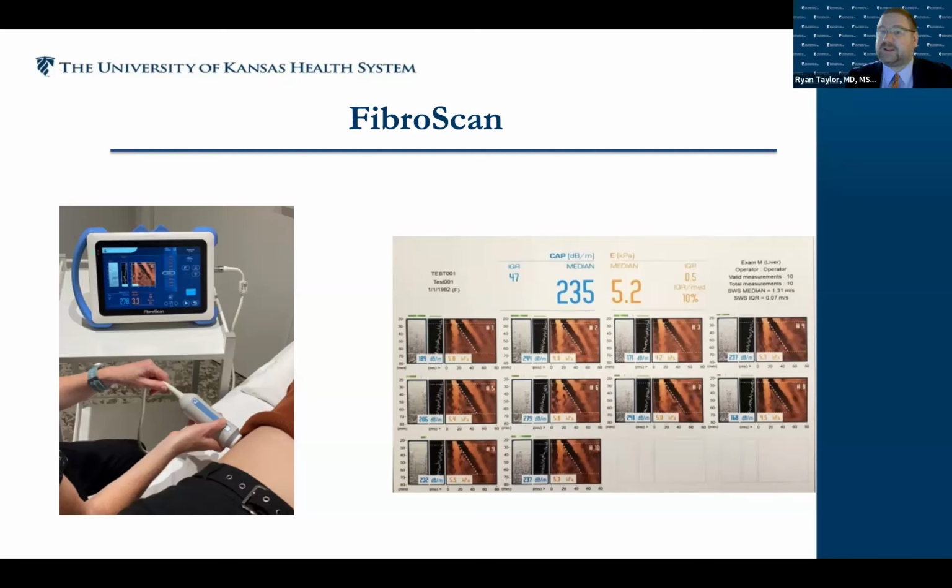And what's really nice about this as well is you have a dynamic measurement where you can follow this over time, where certainly you weren't doing biopsies every 6 months or every year on patients. So this is a way that we can follow them over time and see how they're doing.